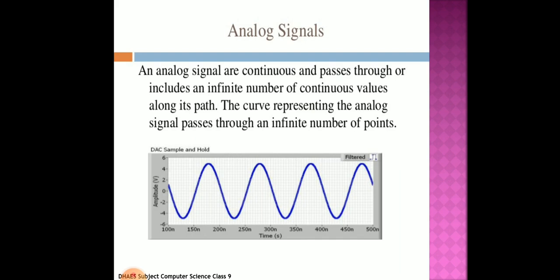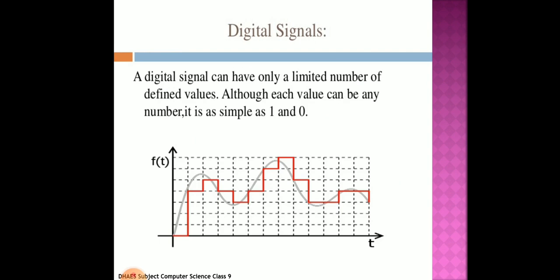Analog signals are continuous and pass through or include an infinite number of continuous values along their path. The curve representing the analog signal passes through an infinite number of points. The diagram below shows how analog signal travels in the form of curves. Digital signal. A digital signal can have only a limited number of defined values. Although each value can be any number, it is as simple as 1 and 0. The digital signal travels in the form of squares.